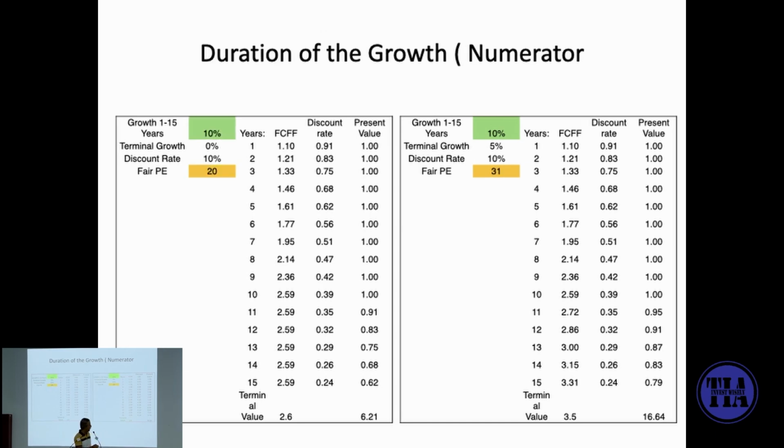So from 20, the duration of the growth, from Zomato to Eternal, I mean not by name change, by numbers, the terminal growth which is 0 has gone to 5%. Can you see now? Growth 0 to 0, 10 and 0 earlier. Now this 10 is there, but this 5 also I included. The duration has got extended. The PE moved from 20 to 31. Can you see? PE gone from 20 to 31.